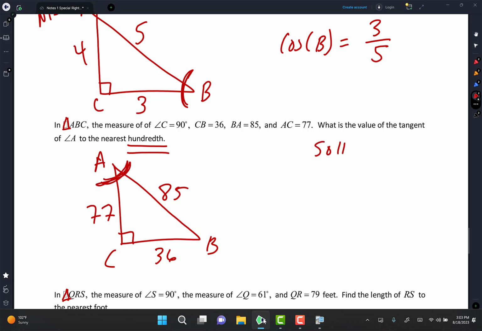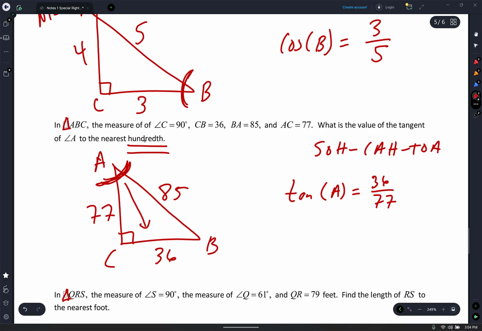So I emphasize angle A, and it says tangent. So I write SOHCAHTOA again. You can reference it from up there. And I write tangent, and don't leave it alone. Make sure to put an argument there. Tangent of angle A is equal to, tangent is what over what? Opposite over adjacent. What's opposite? 36 over 77. It says nearest hundredth, so do I leave it like that?